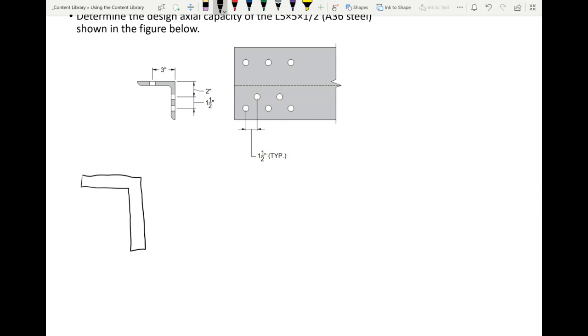All right, and I drew it a little off scale. Let me redraw that, and make sure those legs are the same, because they're both L 5 by 5 by half. Okay, now I have a bolt hole here, and this dimension we know is 3 inches. That's 3 inches right there. And then we have another bolt hole, and I'm only going to focus on this first one up here, and you'll see why, where that dimension is 2 inches.